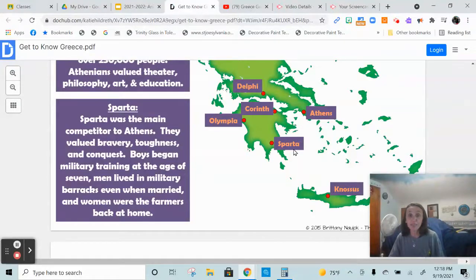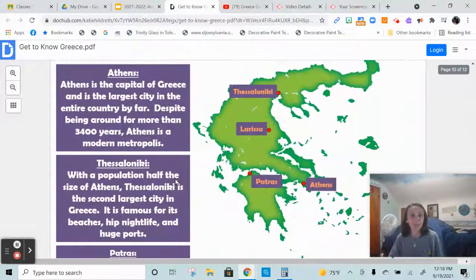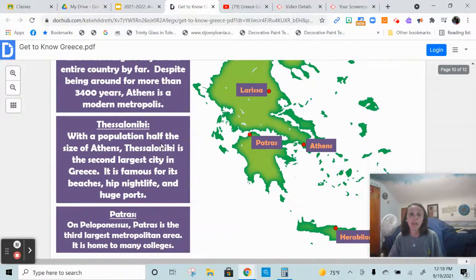So we have Knossos, Sparta, Athens, Corinth, Olympia, and Delphi. Today's major cities. Athens is the capital and the largest city in the entire country by far. Despite being around for more than 3,400 years, Athens is a modern metropolis.